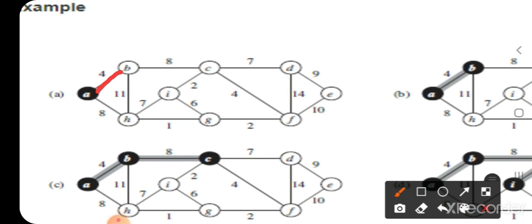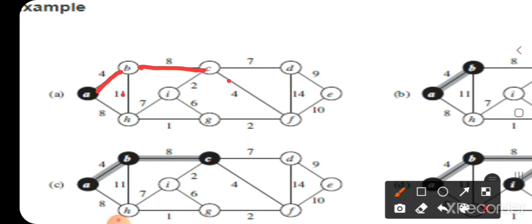from A to B, next adjacent ones: A to H is 8, B to H is 11, B to C is 8. We can either select A to H or B to C. Here I am selecting B to C. Then next weight. Here next adjacent weights: A to H is 8, C to I is 2, B to H is 11.